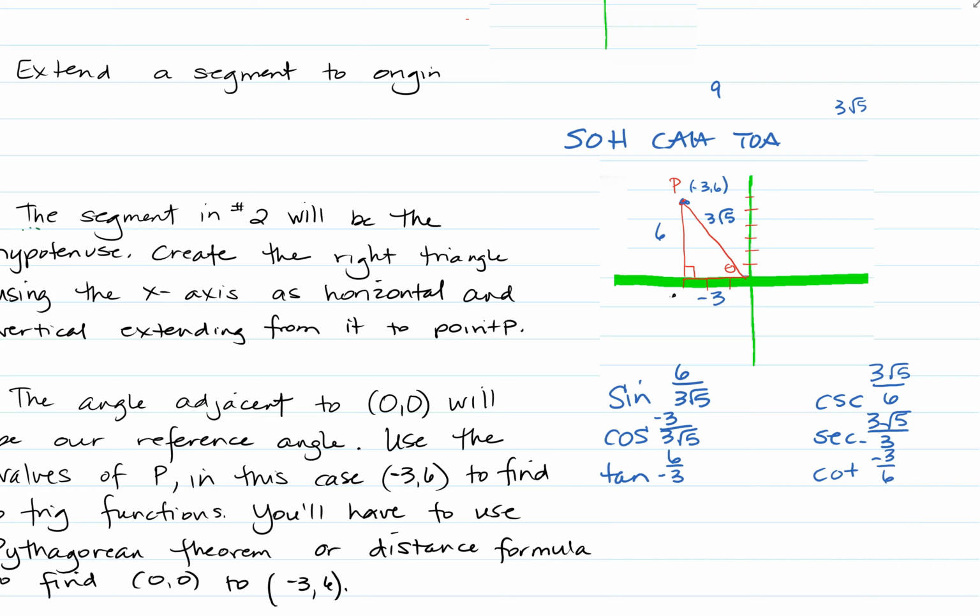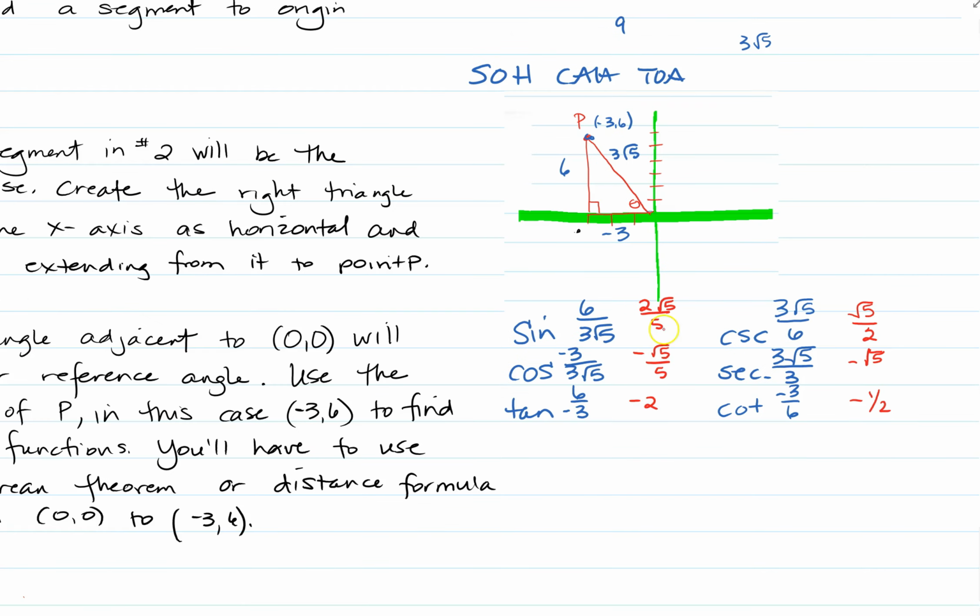Now, let me clean that up by simplifying. Okay, so I have 2 root 5 over 5, negative root 5 over 5, negative 2, root 5 over 2, negative root 5, and negative 1/2. We are already at over 5 minutes, so I'm going to stop right there.